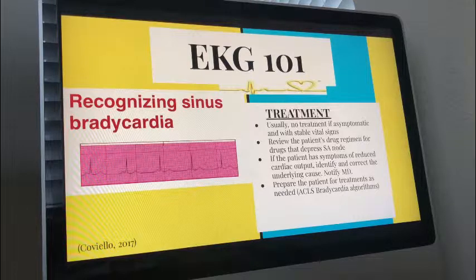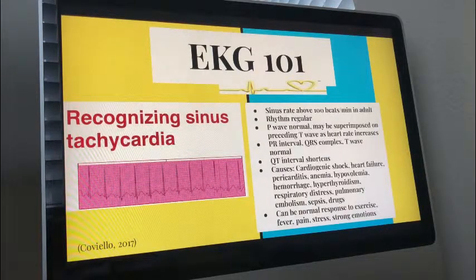There's usually no treatment if it is asymptomatic and the patient has stable vital signs. Review the patient's drug regimen for drugs that depress the SA node. If the patient has symptoms of reduced cardiac output, identify and correct the underlying cause and notify the doctor. And prepare the patient for treatment as needed. For example, follow the ACLS bradycardia algorithms.